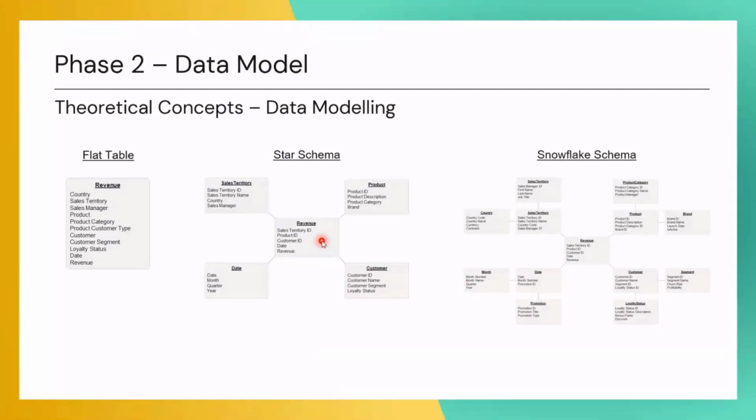To this fact, we add dimensions, and these dimensions provide context information. In our case, it's the sales territory, the product, the customer, and the date. And then we have a different table per dimension. In this case, our sales territory has an ID to identify it. It's a unique identifier, has a name, country, and a sales manager that's overseeing this territory.